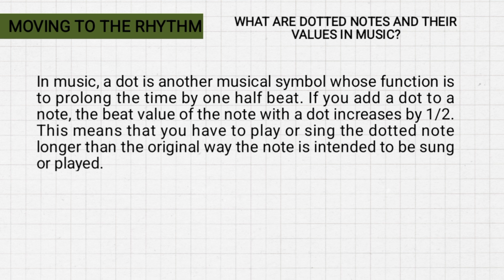So in music, a dot is a symbol placed next to a note to make it longer. When you add a dot to a note, it increases the note's original length by half of its value. This means you hold or play the dotted note 1.5 times longer than the regular note. So if a note normally lasts for 1 beat, a dotted note lasts for 1.5 beats. This helps create more interesting and varied rhythms in music.